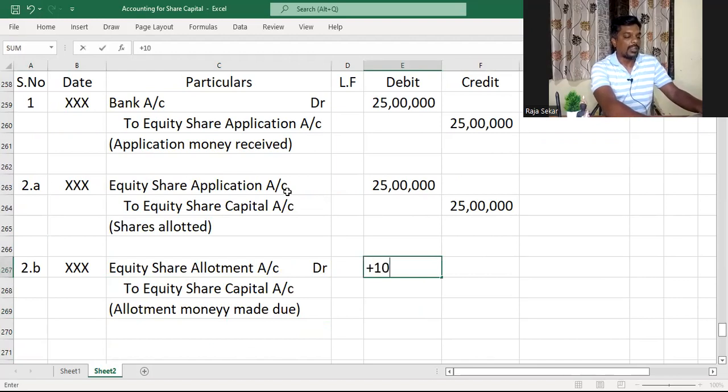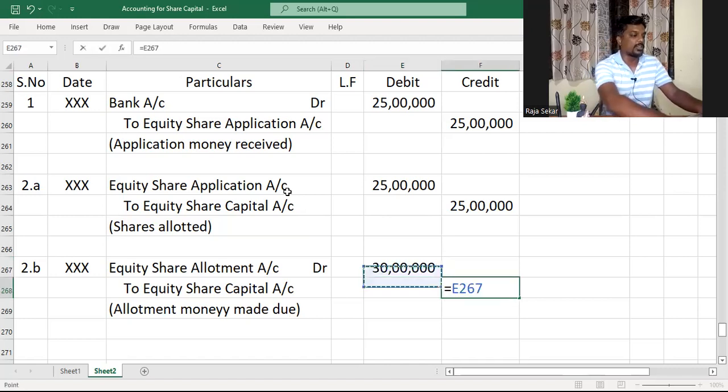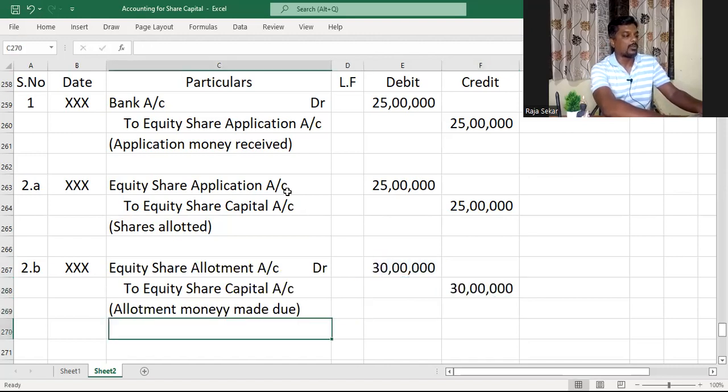And the allotment money made due will be number of shares allotted, which is 1 lakh in this case, multiplied by the allotment money per share, which is 30 lakhs. So we make the allotment money due.